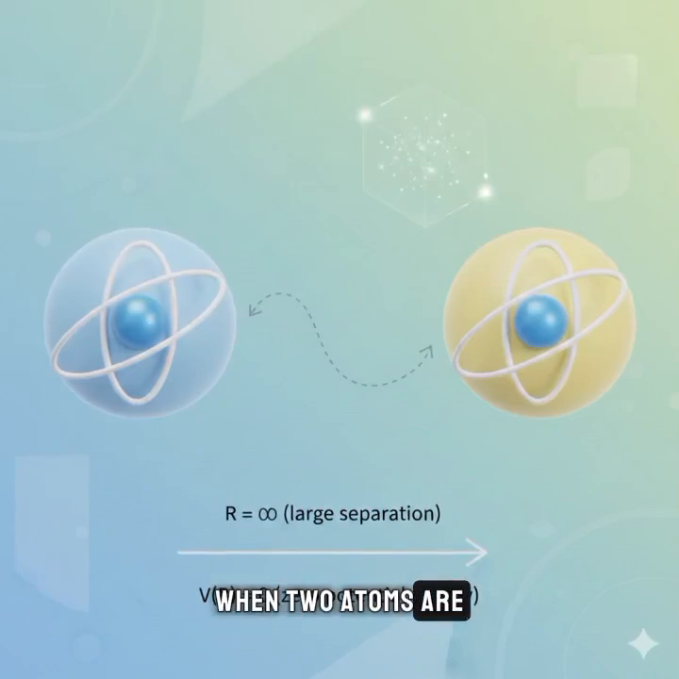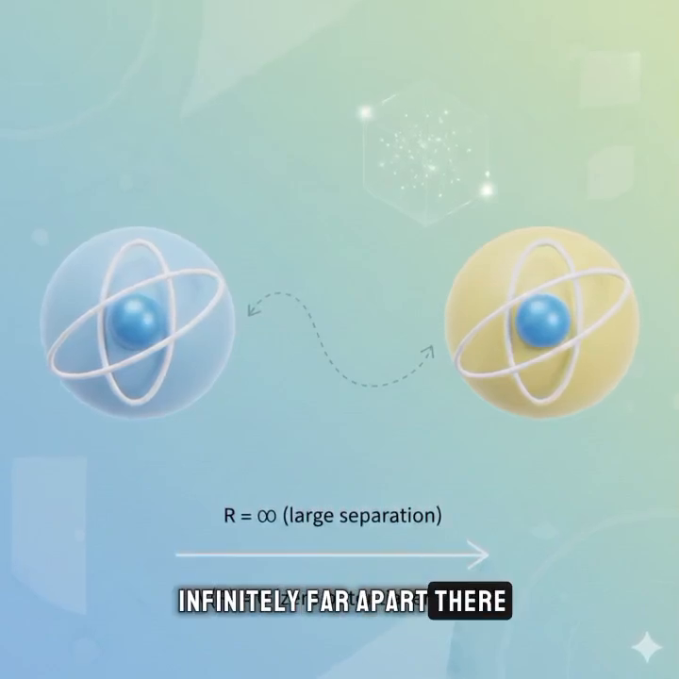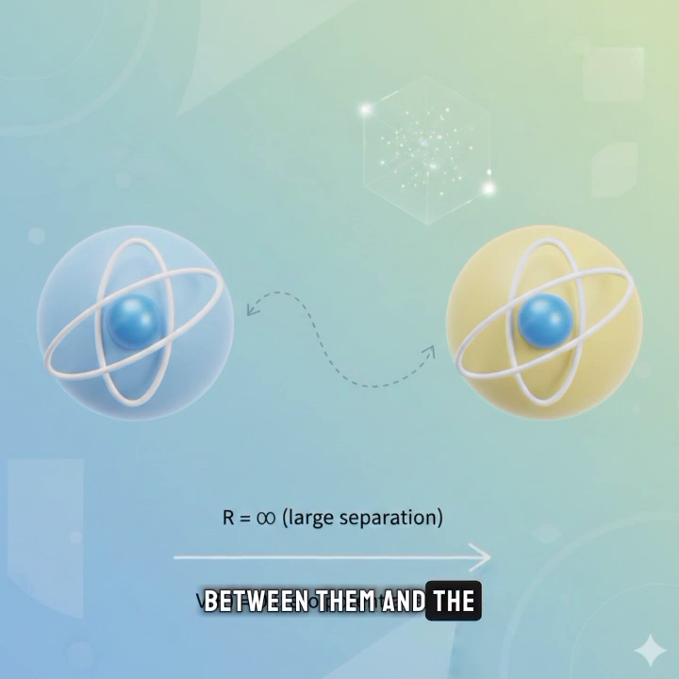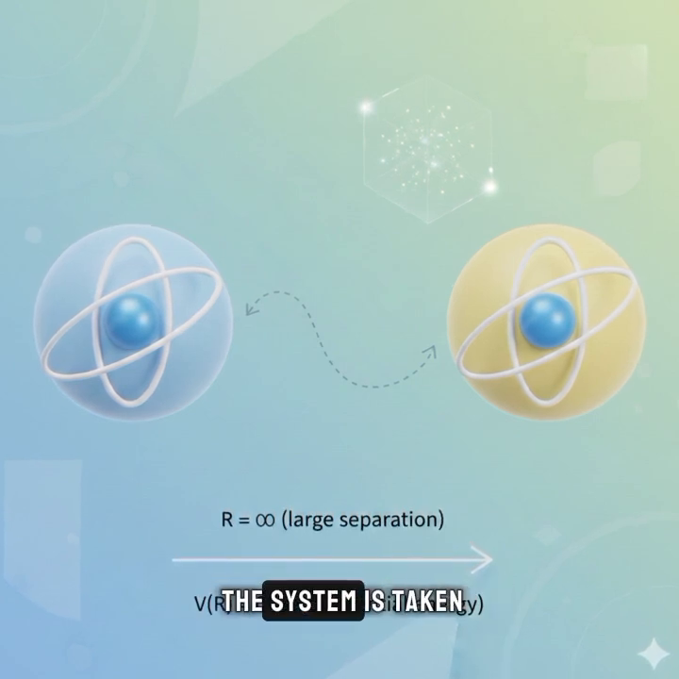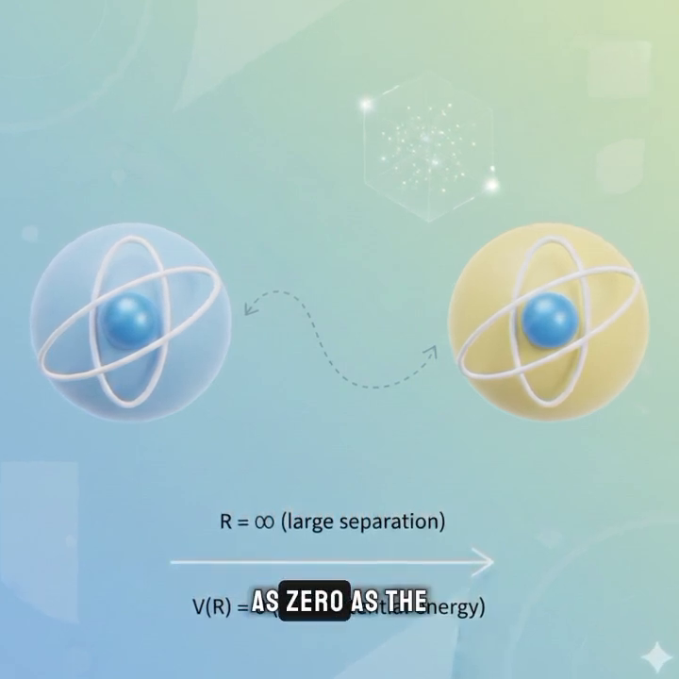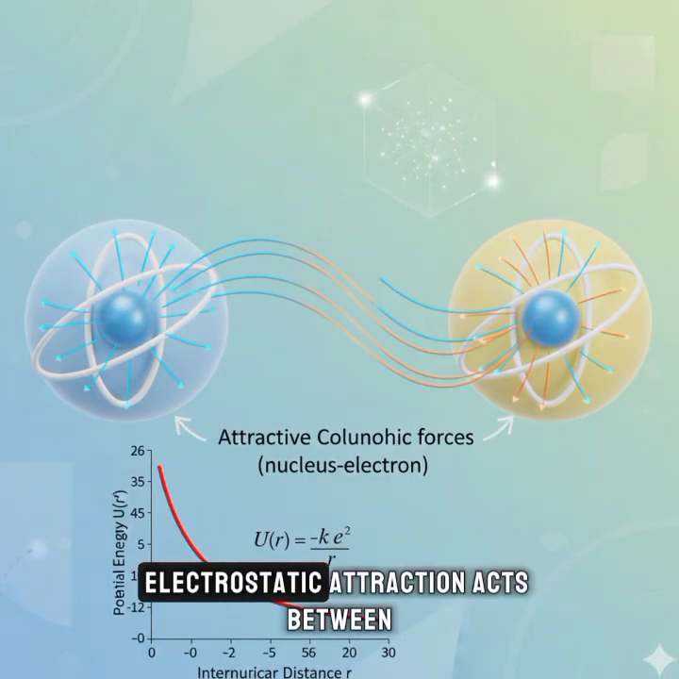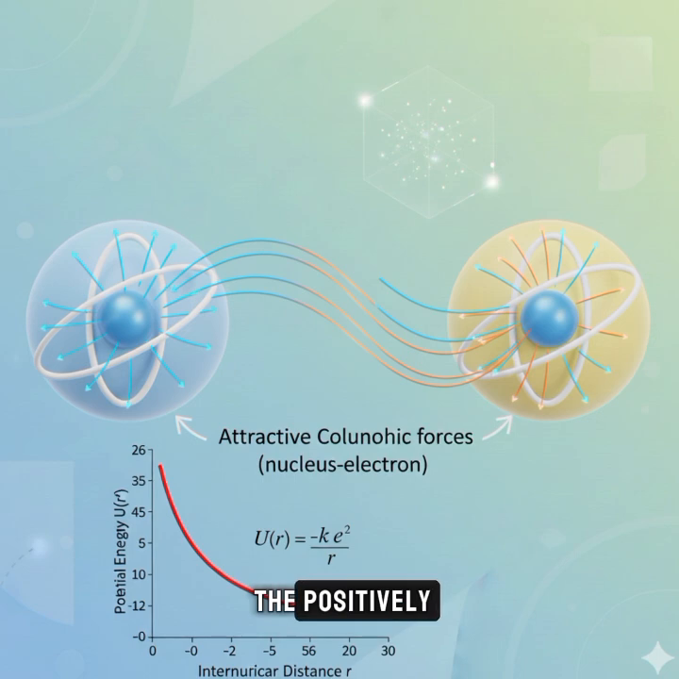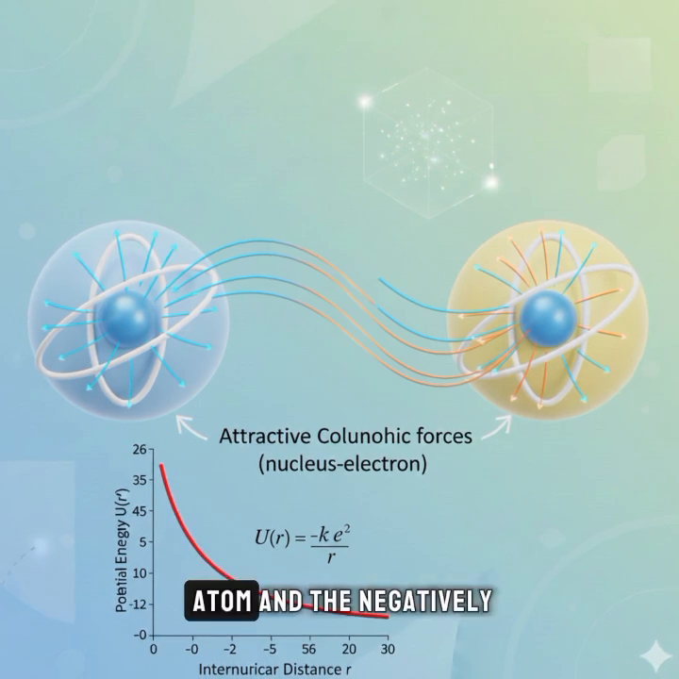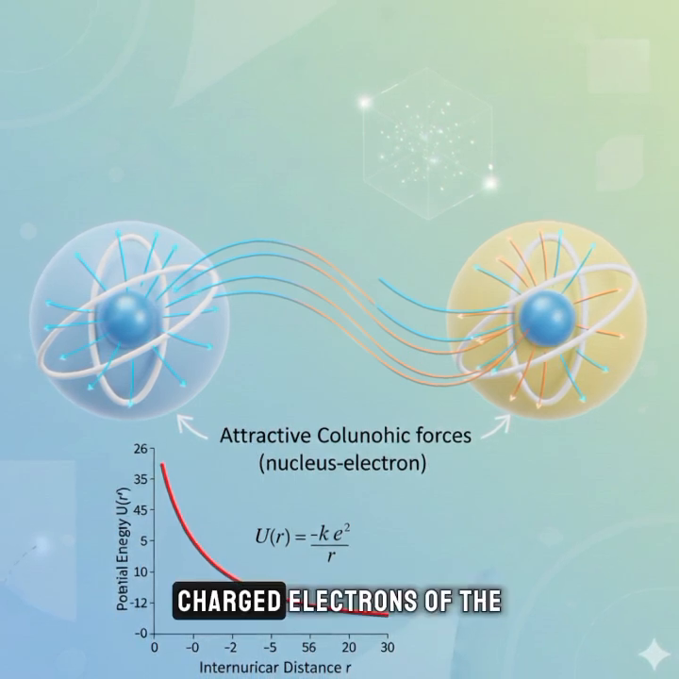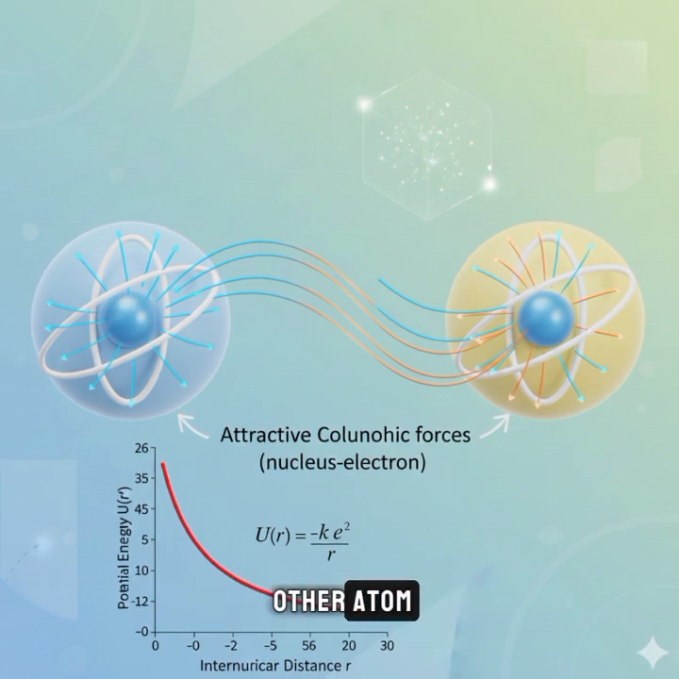When two atoms are infinitely far apart, there is no interaction between them and the total potential energy of the system is taken as zero. As the atoms start approaching each other, electrostatic attraction acts between the positively charged nucleus of one atom and the negatively charged electrons of the other atom.